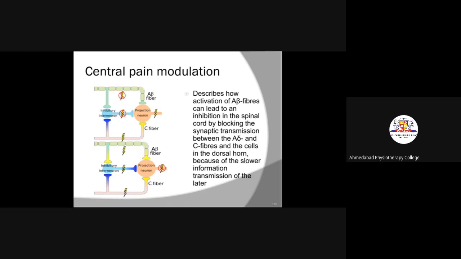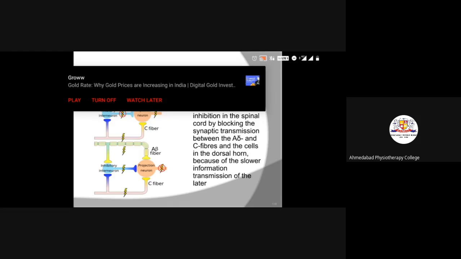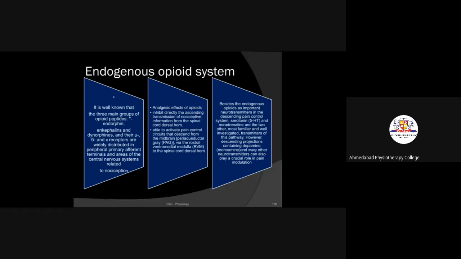Then the other thing is central pain modulation. We know how central pain modulation works, that is the pain gate theory. Then another one is the endogenous opioid system. When there is a pain, there will be a secretion of endorphin and enkephalin, and this substance comes out across the blood-brain barrier, and this will bind at the presynaptic level, that will release the dopamine, and dopamine will give you pain relief. So this is the endogenous opioid system.